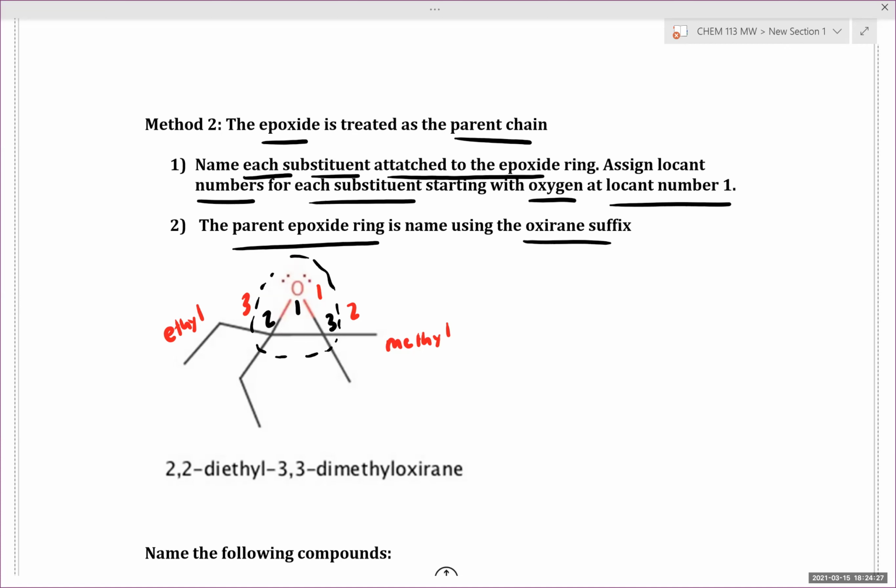So we're assigning locant numbers. We want to give the lowest locant numbers as possible. The epoxide is the parent chain. Yep.